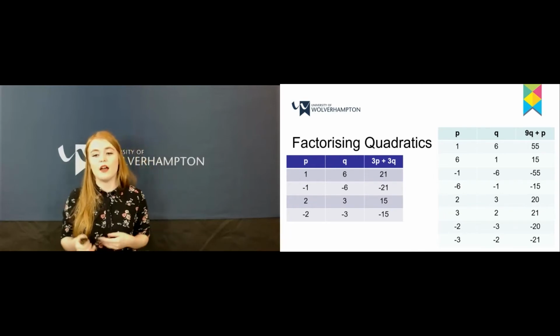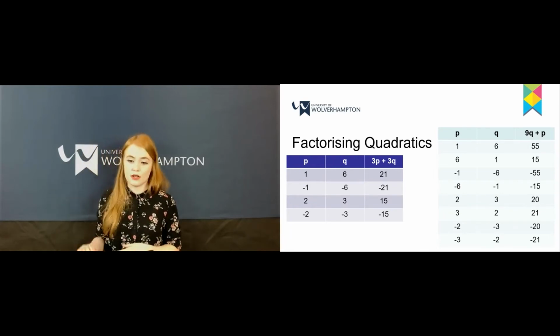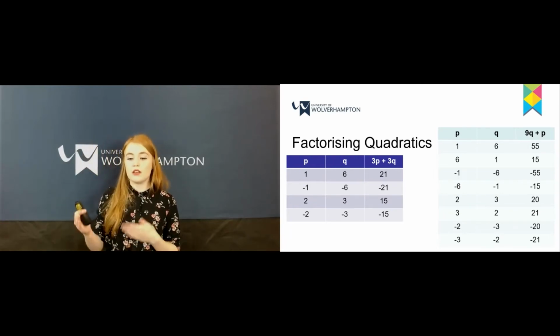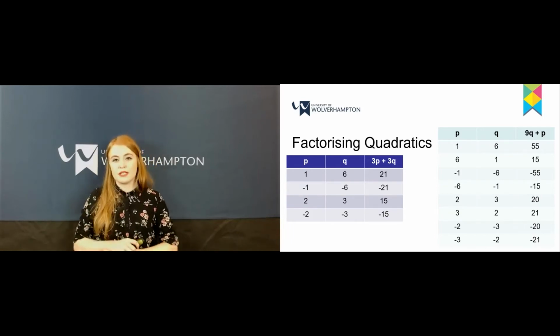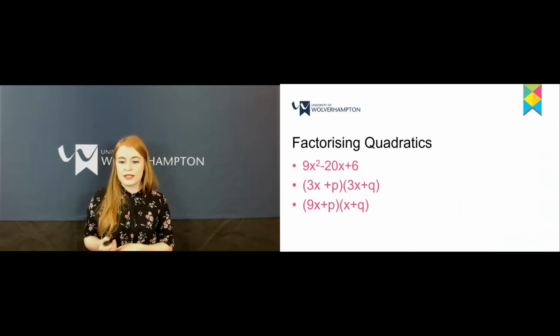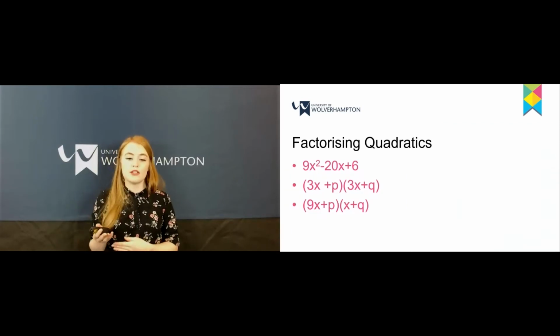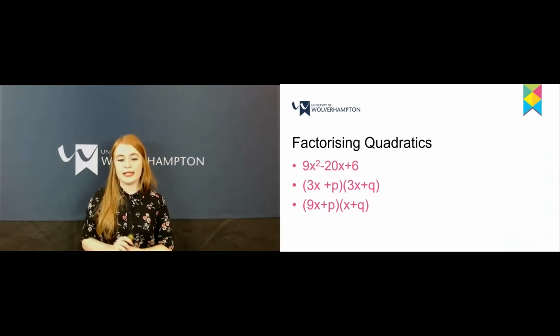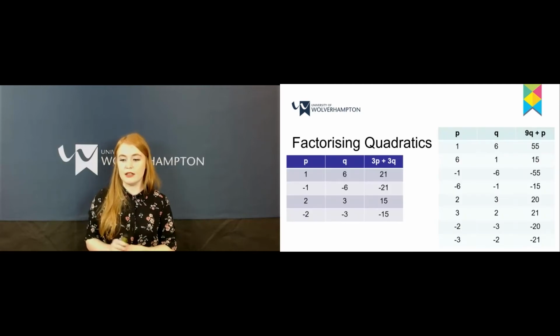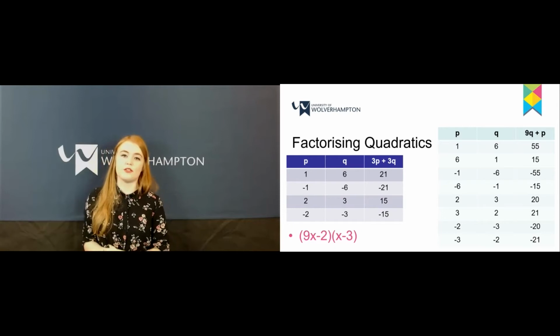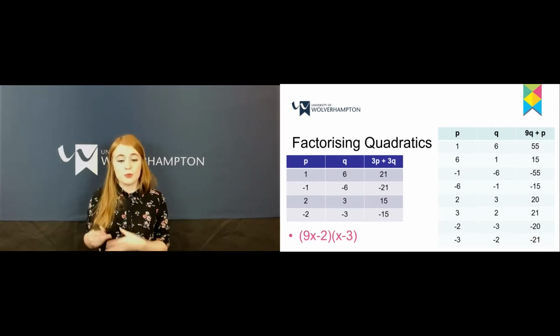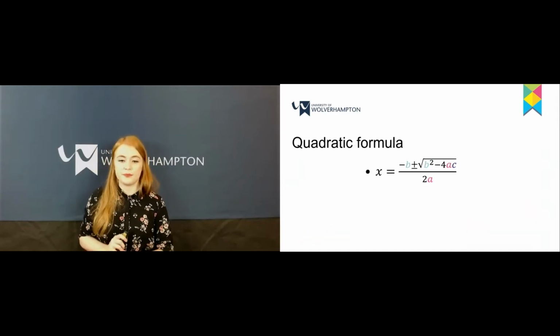How could we get a positive 6? A 1 and a 6, 6 and a 1. You go through all of these here, and then you add them together. And hopefully we can see that the combination that gives us a plus 6 for our C and a minus 20 is our 9x minus 2 and an x minus 3. These ones are super tricky, so take your time and keep practicing with them.